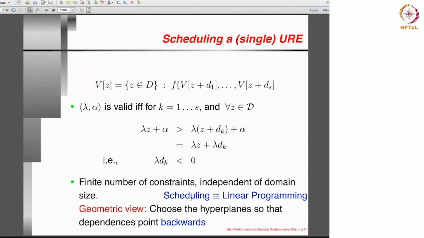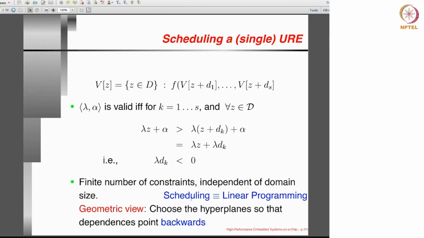All right, so here is the constraint. If you have a set of points, and for all points in that domain, some variable v of z depends on v of z plus d1, z plus d2, etc. I have s distinct dependence vectors, constant vectors, just like we had in our examples 1 and 2. Well, not in 3. In 3, there was a complicated dependency, remember? But in examples 1 and 2, I have what are called uniform dependencies. So now I say lambda plus the constant alpha is a valid schedule if and only if for each of the dependencies and for all points in the domain, the timestamp of every consumer is strictly greater than the timestamp of the producer.